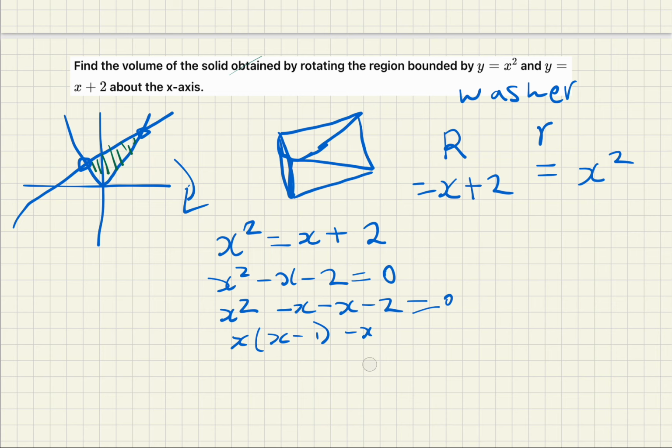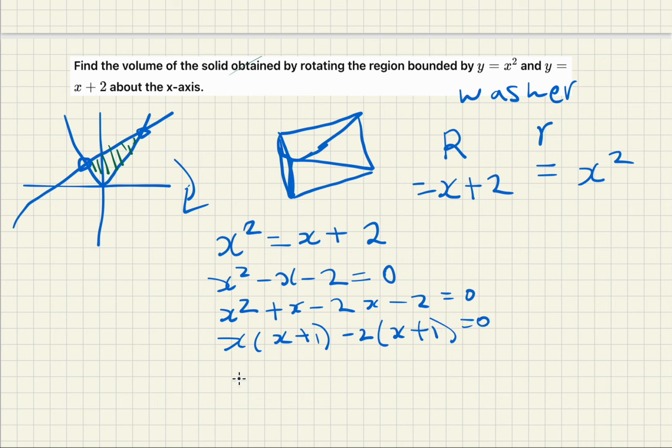Oh, actually it's not this. It's x squared plus x minus 2x minus 2 equals 0. And so take x out, x plus 1. Take a negative 2 out, x plus 1 equals 0. And so this factors to be x equals 2 and x equals negative 1. And so these are our bounds. The lower bound, which is negative 1, will be on the bottom, and the upper bound, which is the positive value, will be the top, which is 2 in this case.